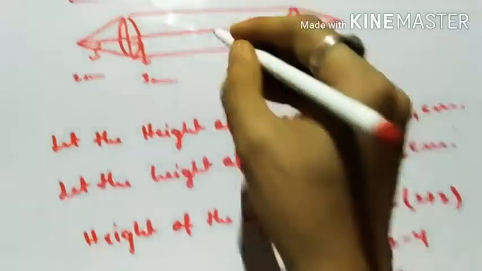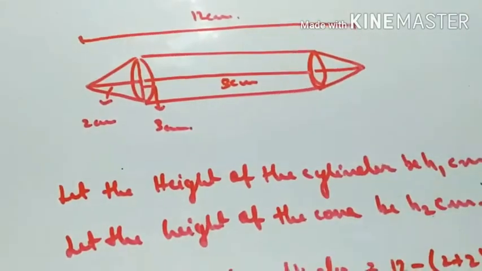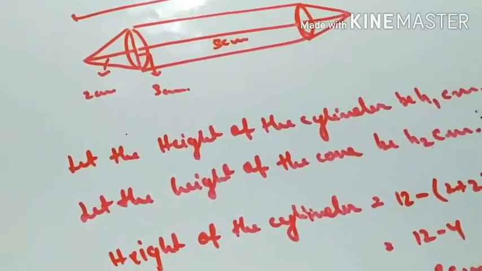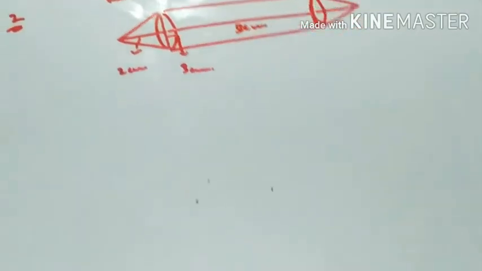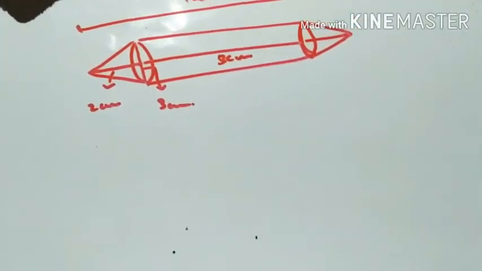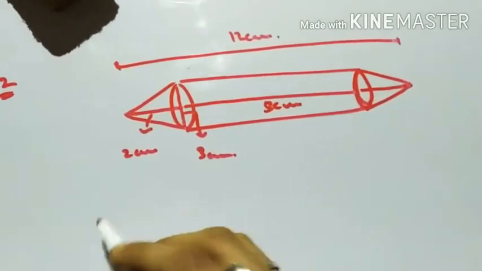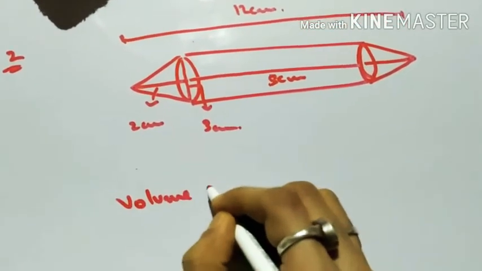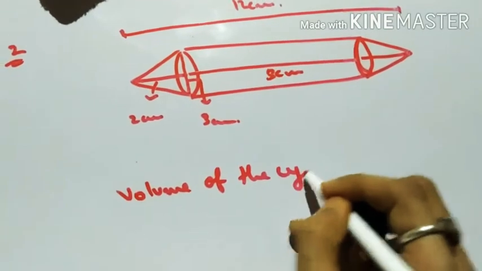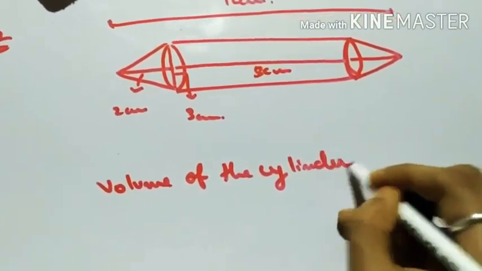Now the height of the cylinder we got is 8 centimeter. Now I will have to find the volume of air contained in the model. I have to find the volume of air contained in this whole model. So first of all I will find the volume of the cylinder.